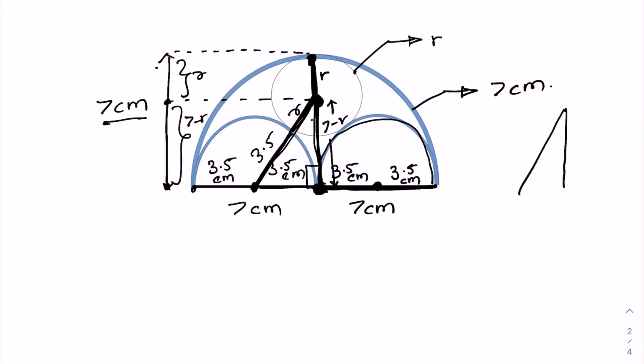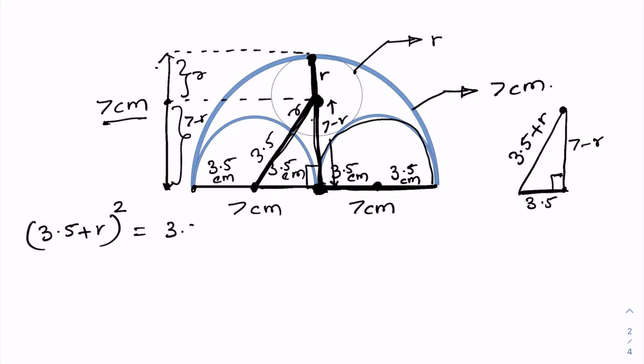Let's redraw the triangle. So what do we get in this triangle? We get one of the sides of the triangle, which is 7 minus r. We get the hypotenuse, which is 3.5 plus r, and we get the base of this triangle, which is 3.5 centimeter. And now we can apply the Pythagorean theorem to this right triangle, which is 3.5 plus r the whole square is equal to 3.5 the whole square plus 7 minus r the whole square.